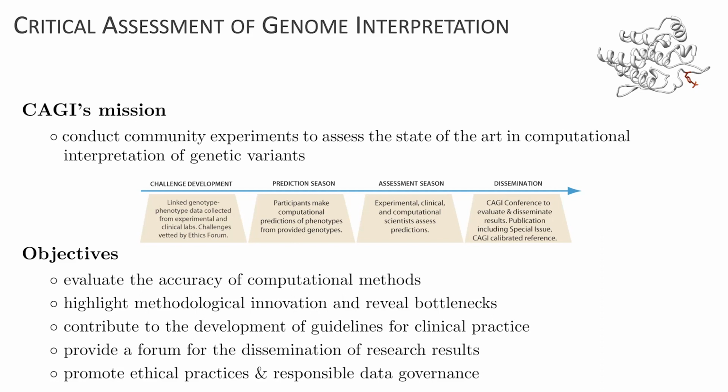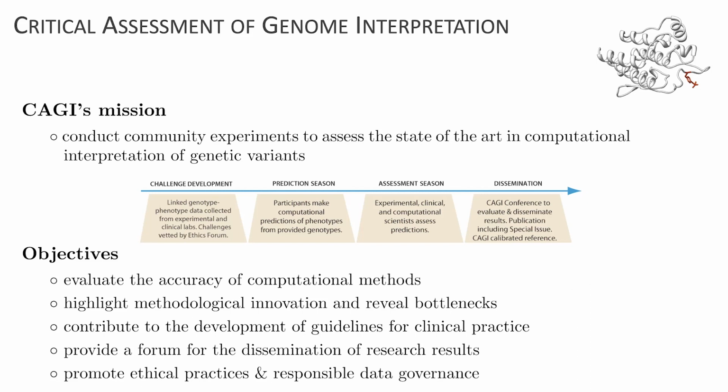And then we go through the prediction season where different predictors are submitting their predictions. After that, there is an assessment season where the assessors do not know who the predictors are, so it's a blinded prediction. They assess the performance of these predictors. And finally, there is a dissemination of these results through conferences, publications, and what we hope to be a CAGI calibrated reference. So the mission of CAGI is really to conduct these community experiments and assess the state of the art in computational interpretation of genetic variants.